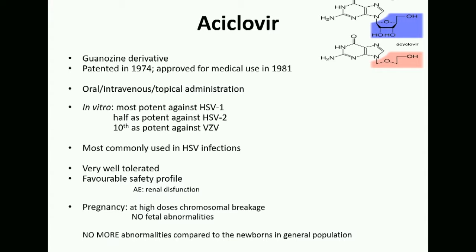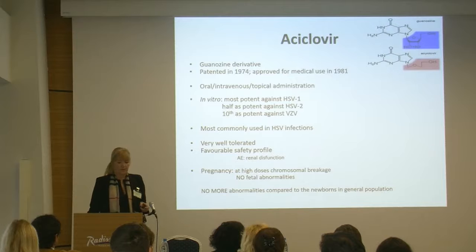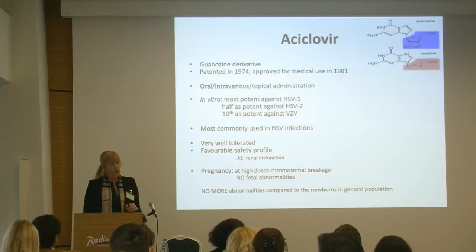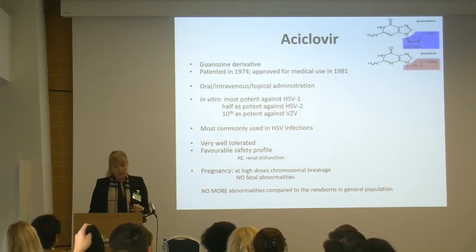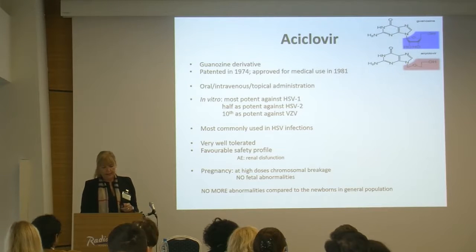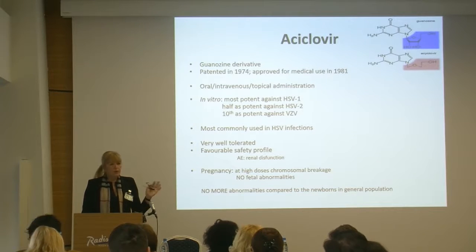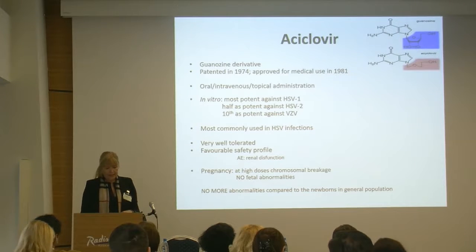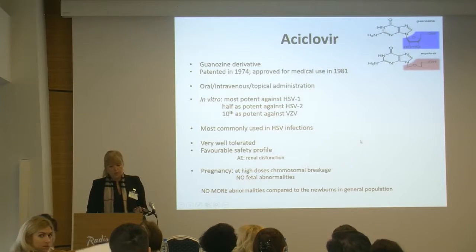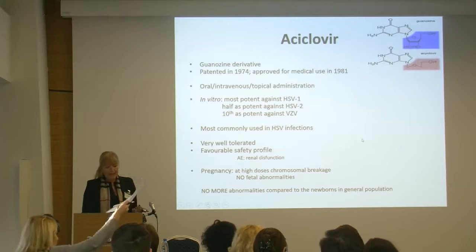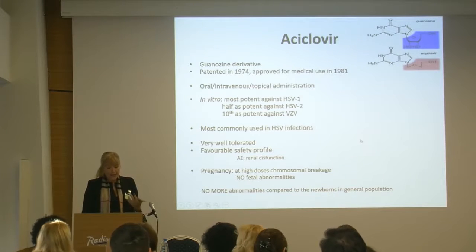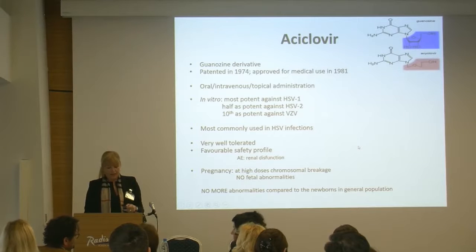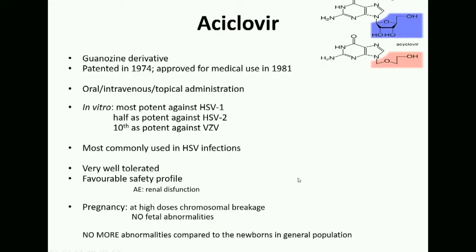So acyclovir was the first ever antiviral drug that was actually patented already in 1974. However, for medical use, it was approved only in 1981. As you know, it's used for oral, intravenous, or topical administration, and in vitro, it's most potent against herpes simplex type 1, half as potent against type 2, and a tenth as potent against varicella zoster virus. Most commonly, it's used for herpes simplex infections. It's very well tolerated by the patients. It has a favorable safety profile.